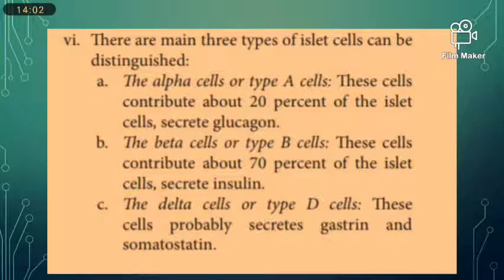There are 3 main types of islet cells that can be distinguished. The alpha cell or type A cell: these cells contribute to 20% of the islet cells and they secrete glucagon. The beta cells or B cells: these cells contribute to 70% of the islet cells and secrete insulin. And the delta cell or D cell: these cells probably secrete gastrin and somatostatin.